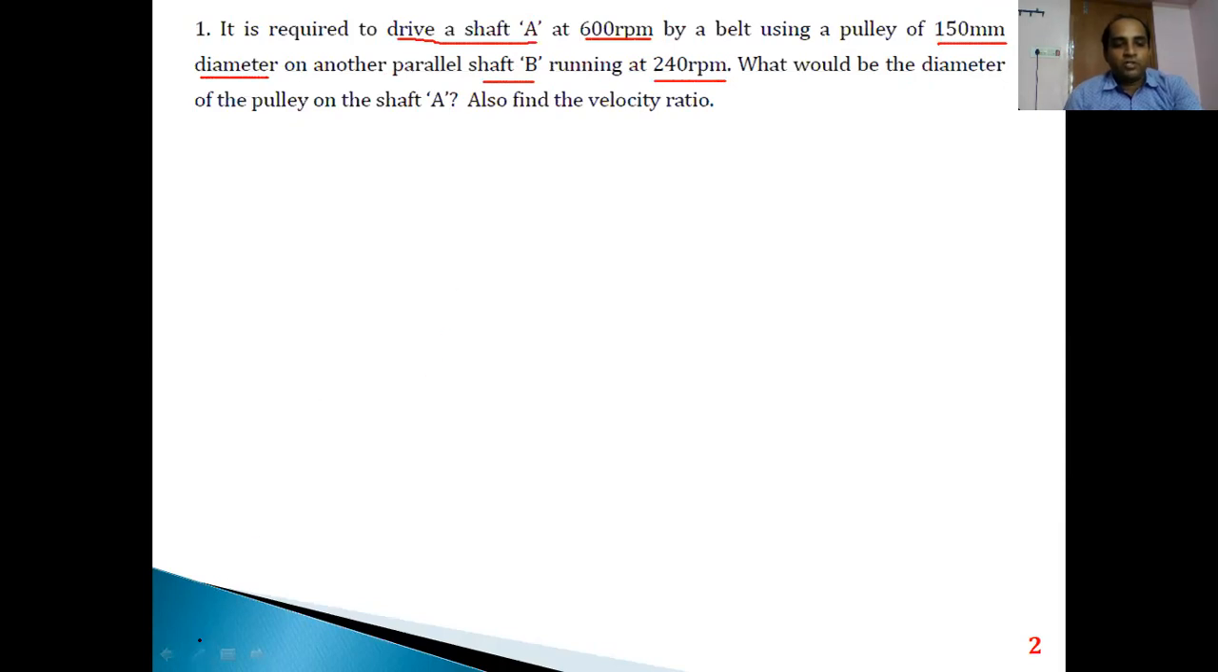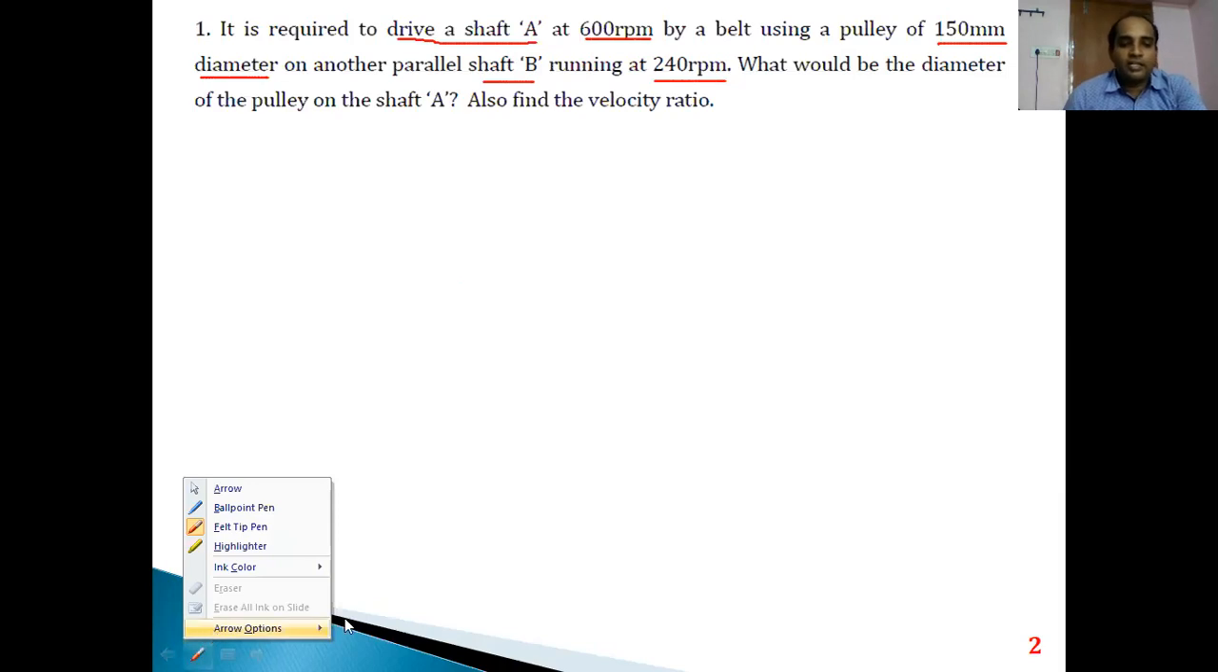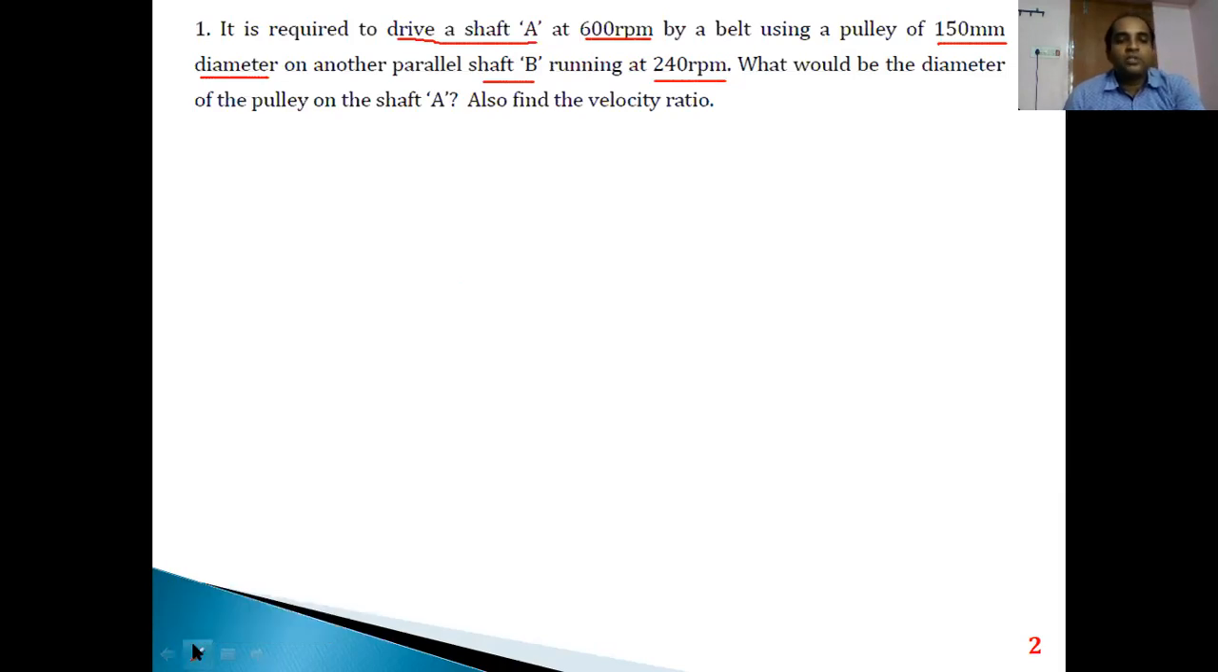So now, once we have understood these things, let us note down the points regarding how we are able to categorize them into driver and driven cases. So first, take out the given data. As I told you, this is the driven pulley. These are the conditions for a driver pulley, and we need to find out the diameter of the pulley on shaft A.